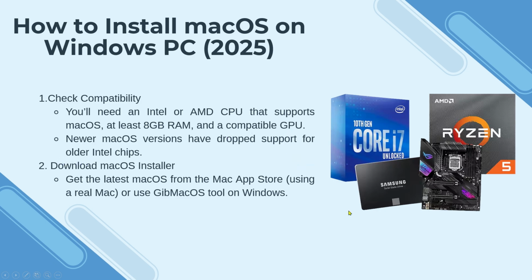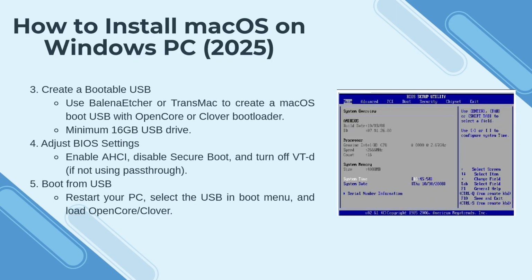Download the macOS installer. To get the latest macOS installer, use the Mac App Store or use the gibMacOS tool on your Windows PC. Next is to create a bootable USB. Use balenaEtcher or TransMac to create a macOS boot USB with the OpenCore or Clover bootloader. You need a minimum 16 GB USB drive.